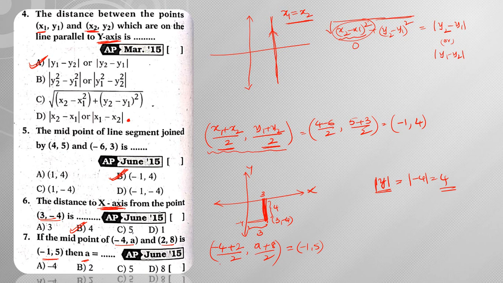Now since I need the value of a, I can compare the y coordinates. So by comparing the y coordinates, what am I going to get? a plus 8 by 2 is equal to 5. So when I cross multiply, a plus 8 is equal to 10. From this, a is equal to 2. Hence the value of a is 2 here.